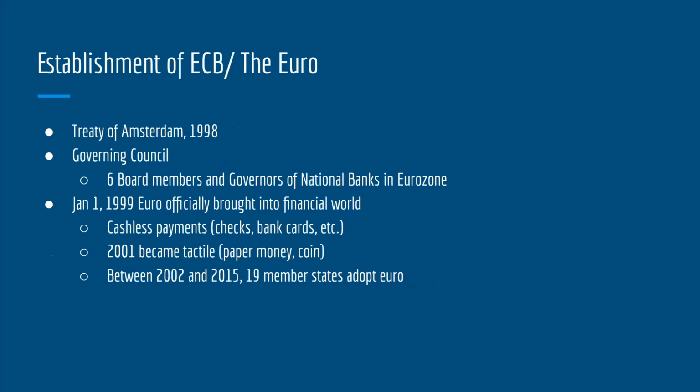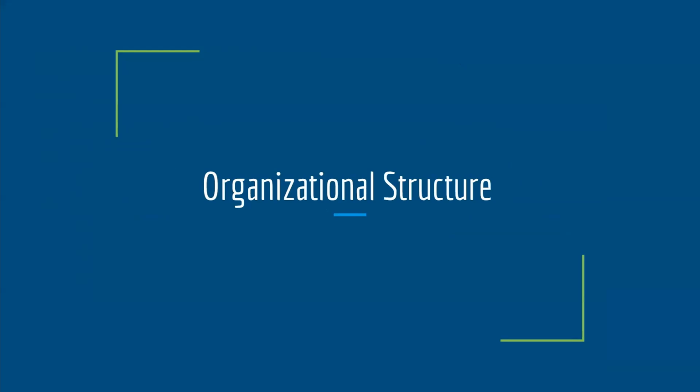And the governing council was elected and 6 board members were chosen along with the governors of national banks within the Eurozone. The euro was brought into the financial world on July 1st, 1999, initially in the form of cashless payments like bank checks and bank cards, and became tactile in 2001. And over the course of 2002 to 2015, 19 member states adopted the euro. Now on to organizational structure.